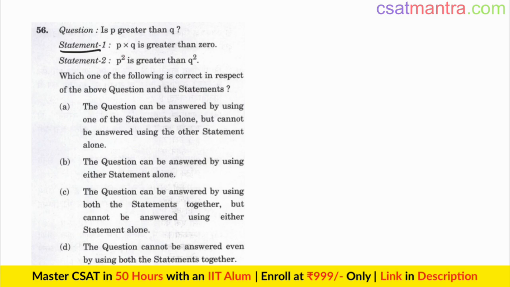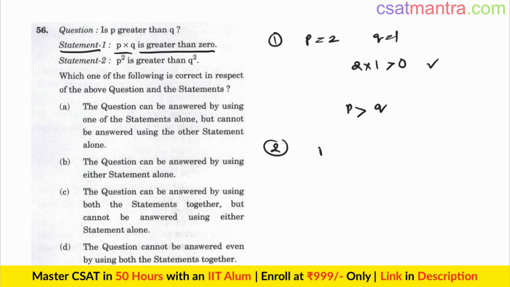Statement 1 says P into Q is greater than 0. I am taking P as 2, Q as 1. 2 into 1 greater than 0 satisfies. In this case, P is greater than Q. If I have P as 1, Q as 2, P into Q, 1 into 2, is greater than 0, but in this case P is less than Q. Here, is P greater than Q? Yes. Here, is P greater than Q? No. When you have two choices, you cannot draw a conclusion. That means you cannot answer this question using this statement.